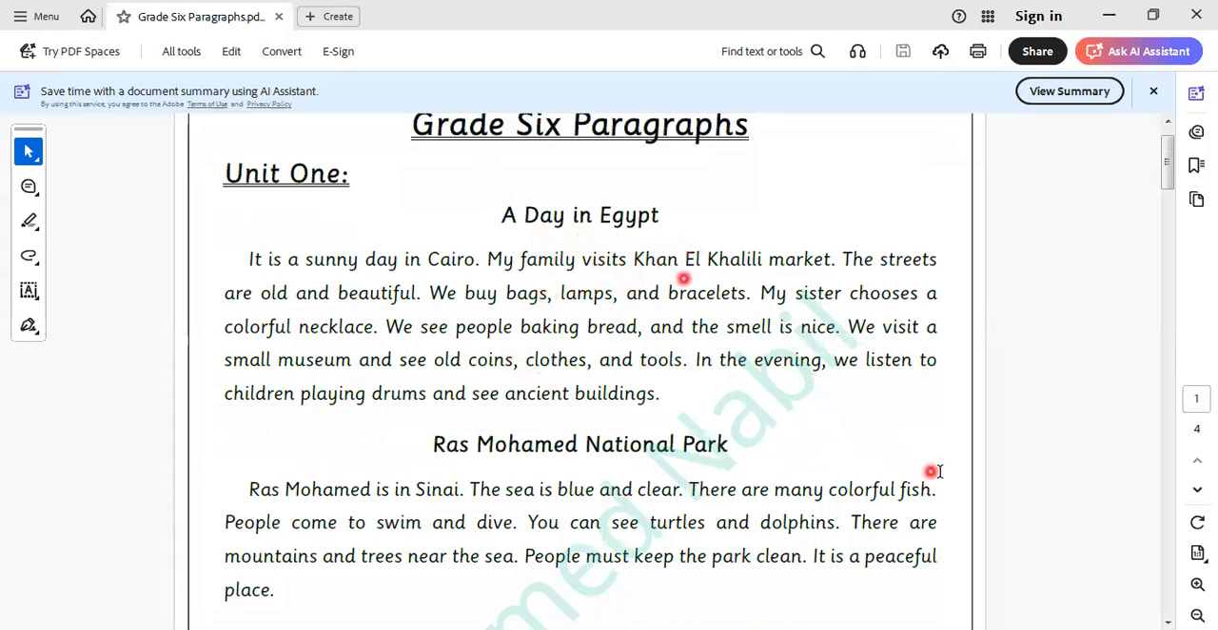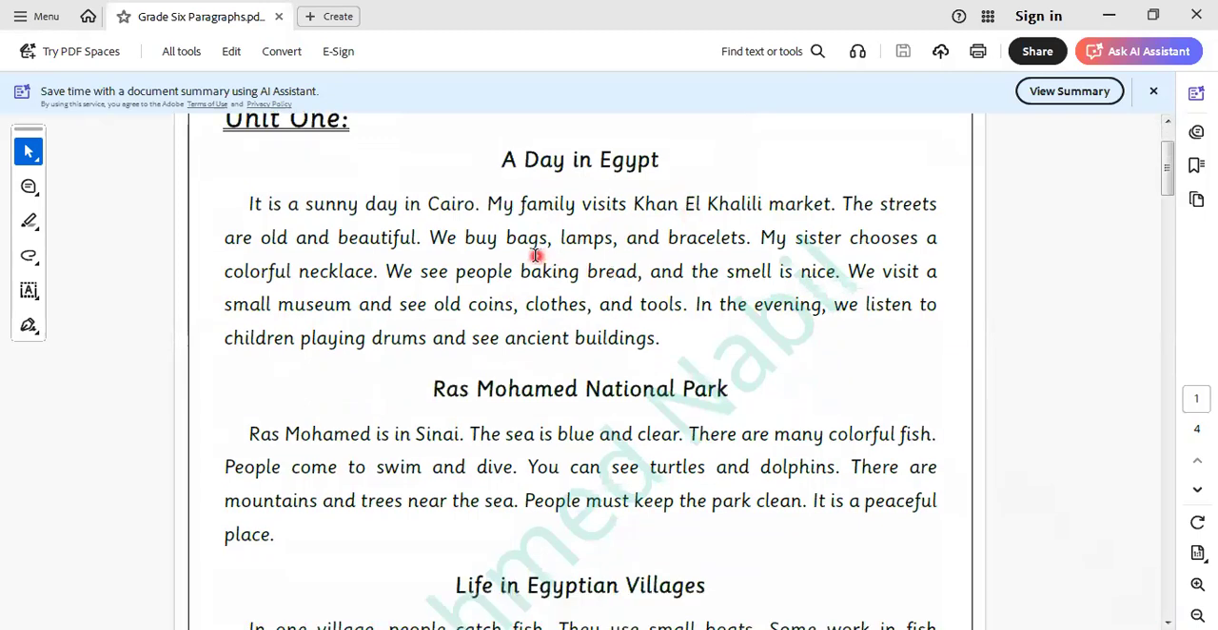Here, the first topic is about a day in Egypt. I think we learned this during this term. Here we talk about the day in Egypt and how beautiful Egypt is and how beautiful its weather is. So here we say it's a sunny day in Cairo. My family visits Khan al-Khalili market. The streets are old and beautiful. We buy bags, lamps. So here I talk about the day in Cairo, and I express the weather in Cairo is sunny. Then I give you the details about this day or about visiting this place.